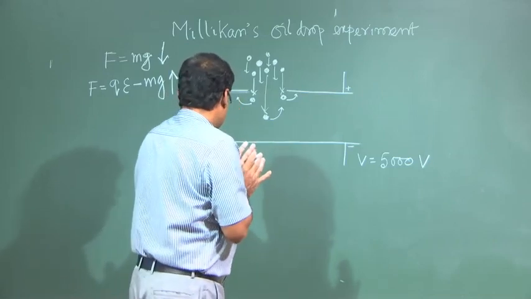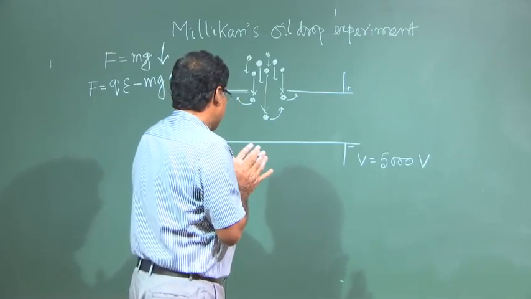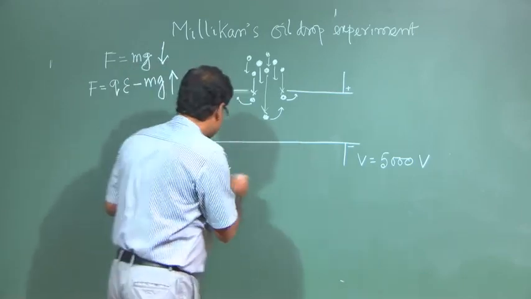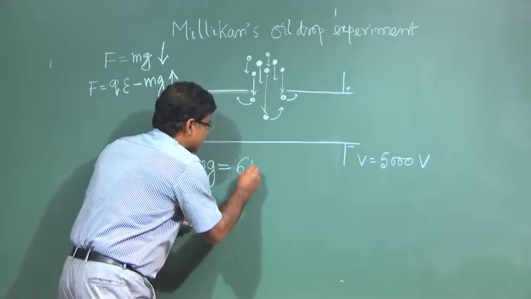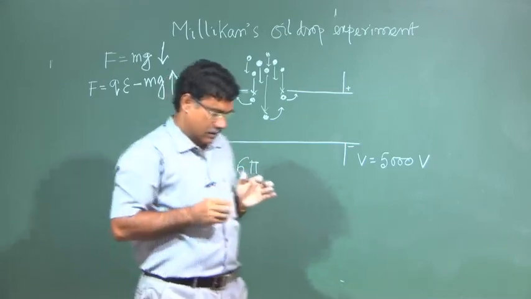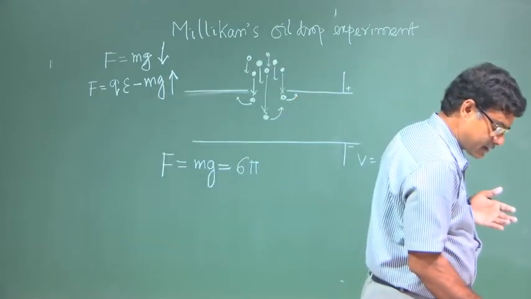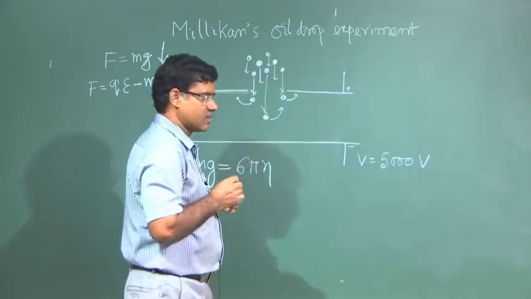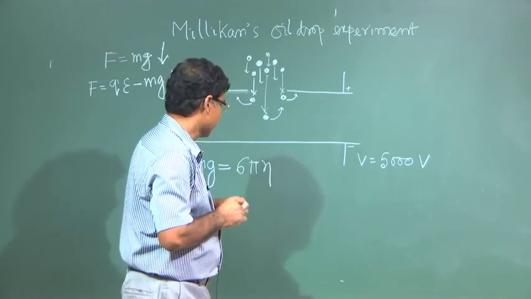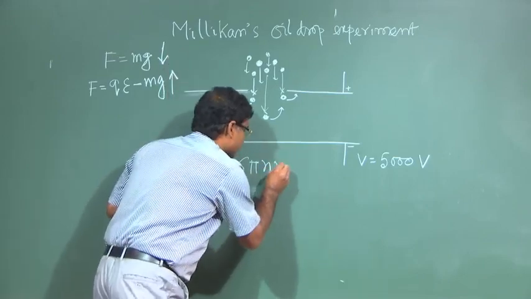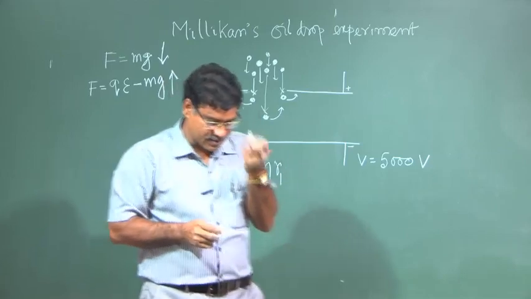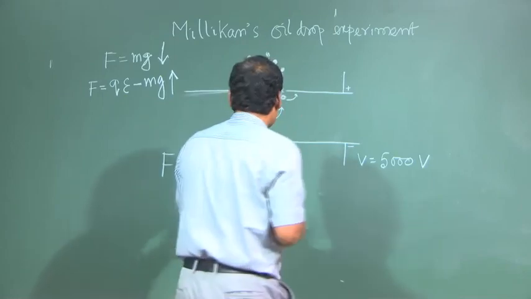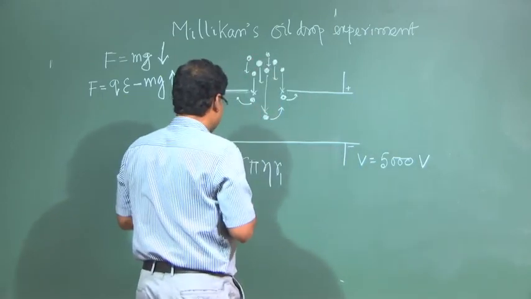Okay. So, to get that terminal velocity, the condition is that this force will be balanced by the resistive force. What is the resistive force? From Stokes law, it is 6 pi eta r v, where eta is the viscosity constant, and r is the radius of this spherical particle, here the oil drop.